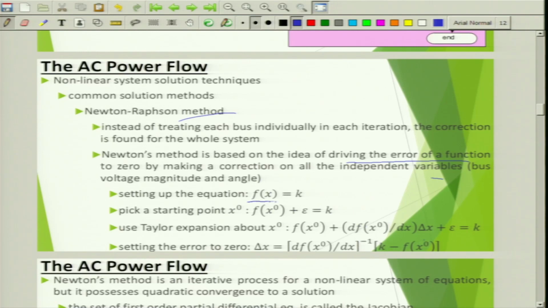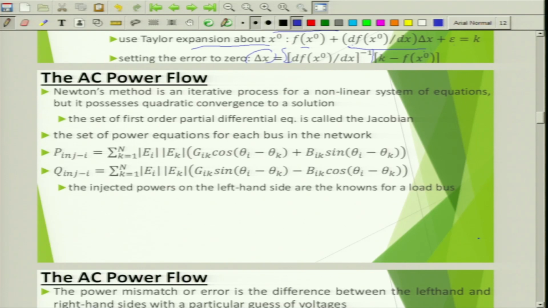So set up the equation f of x is equal to k, and pick a starting point. That means f of x naught plus epsilon, where epsilon is the error, is equal to k. Then use Taylor's expansion: f of x naught plus the partial derivative d by dx of f of x naught into delta x plus epsilon is equal to k. Then you will get delta x is equal to the inverse into k minus f of x naught. So Newton's method is an iterative process for a nonlinear system of equations, but it possesses quadratic convergence to a solution. The set of first order partial derivatives is called the Jacobian.